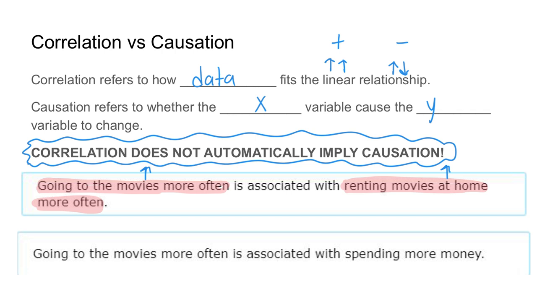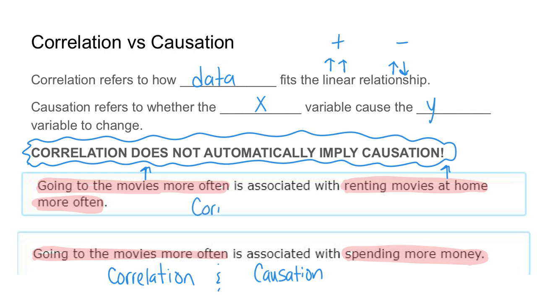However, going to the movies more often can cause you to spend more money because going to the movies costs money, right? If you go to the movies, you're going to have to spend money in order to get into the movie, and if you are hungry and want snacks, you have to spend money on that. So this has causation because going to the movies causes you to spend the money. So there's causation here. So this is both. I mean, you can't have causation without correlation. This is correlation only.